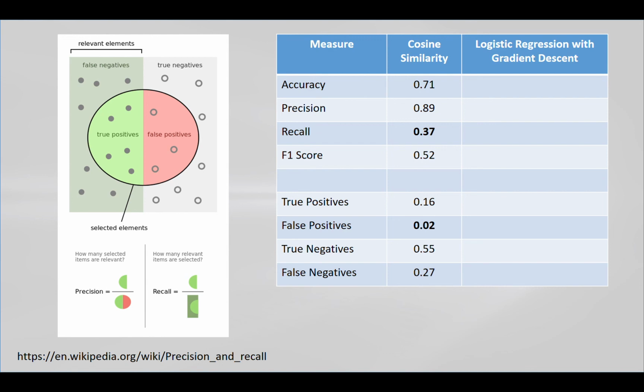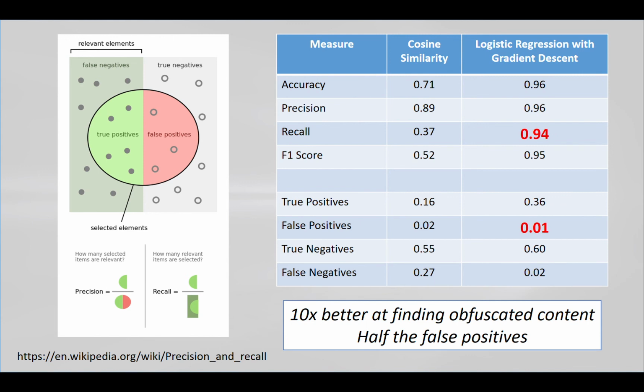Okay, so taking a look back at what we did, we started with a recall of 37% and 2% false positives, but using this much more rigorous technique, we are now 10 times better at finding obfuscated content with only half the false positives. So this is a really brief summary of what we did and presented this year at Black Hat 2017.